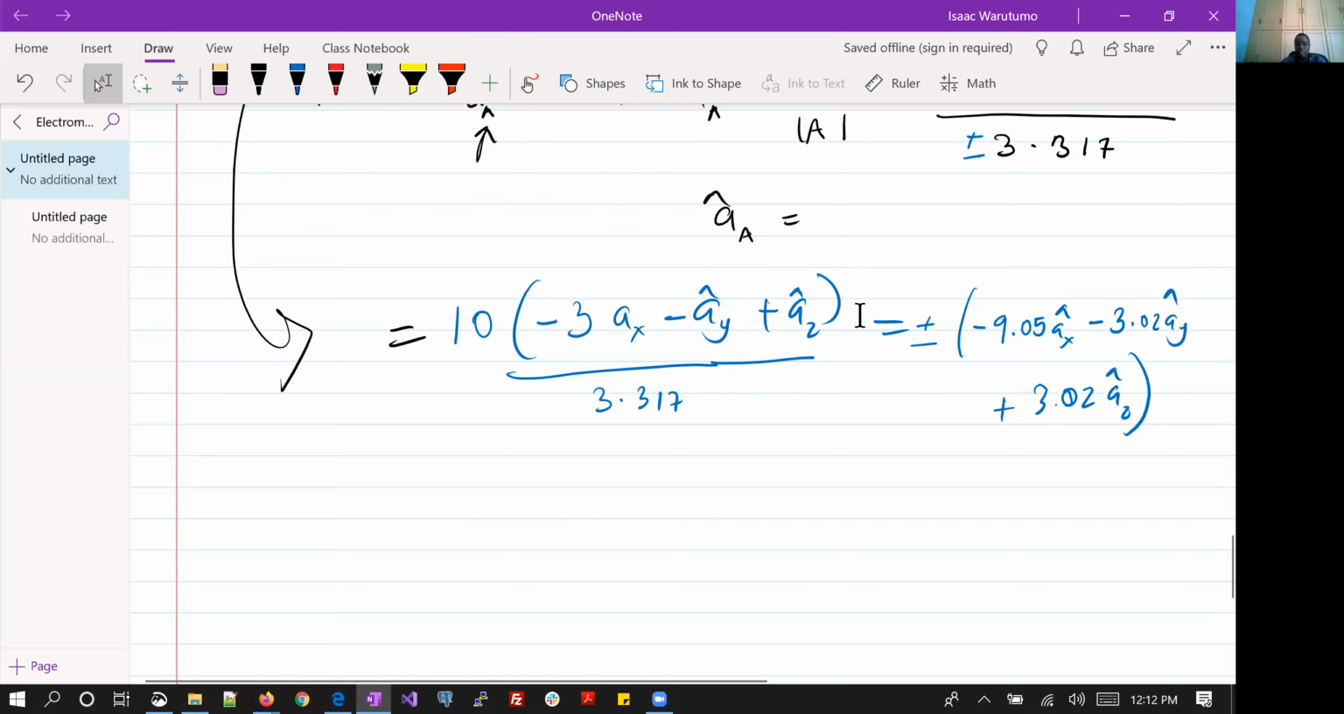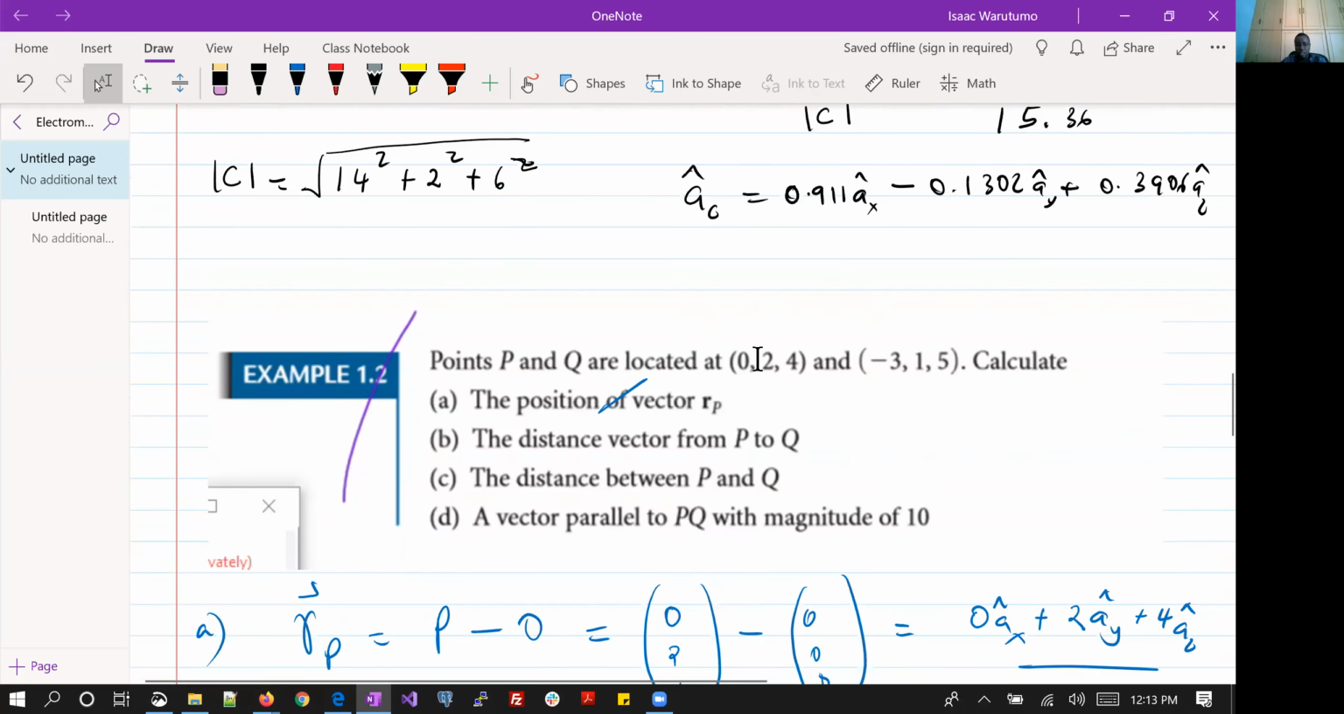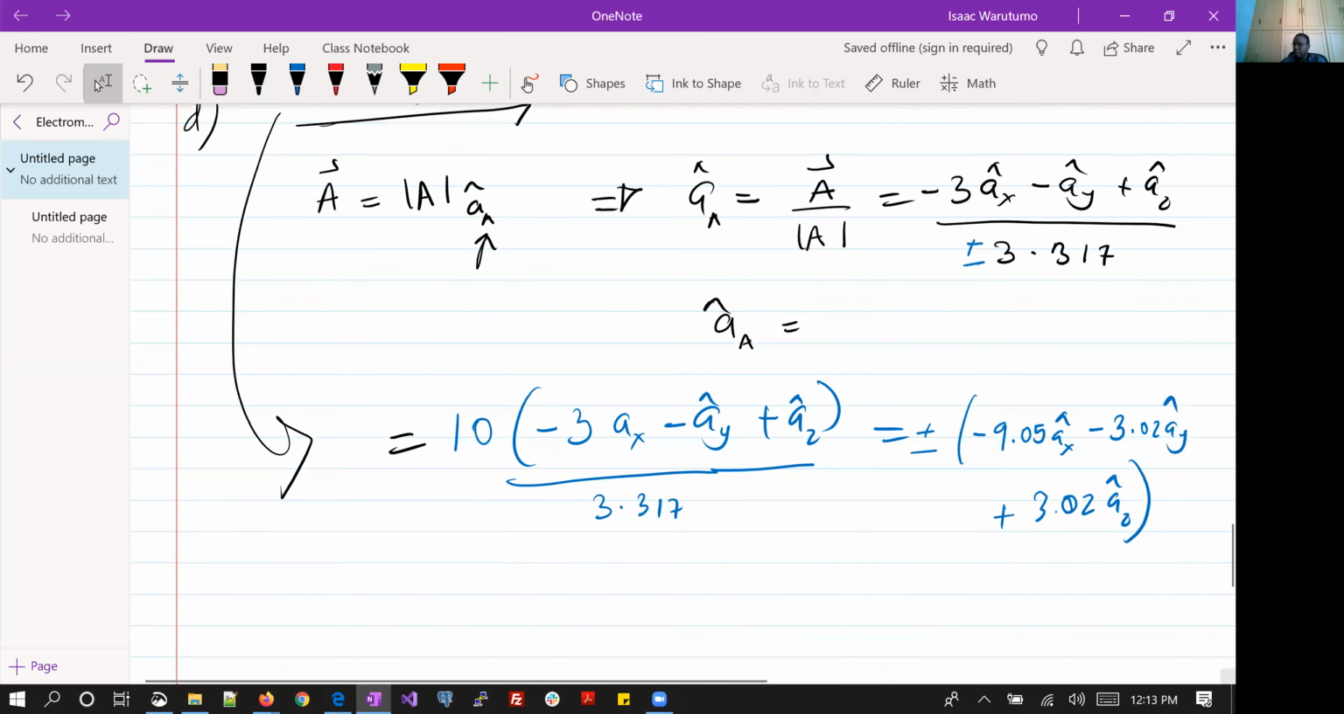So we have tried to answer the four questions which were here, and by answering those four questions, we have tried to understand the concept of the magnitude of a vector, a unit vector, a distance vector, and a position vector. Do you have any question at that point before we finish? We're about to finish because we are now jumping to vector multiplication.